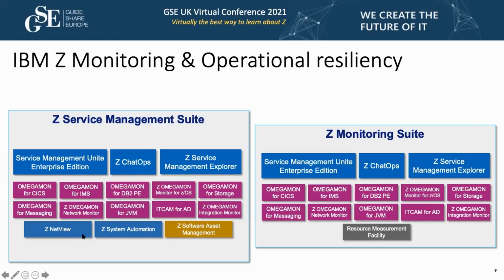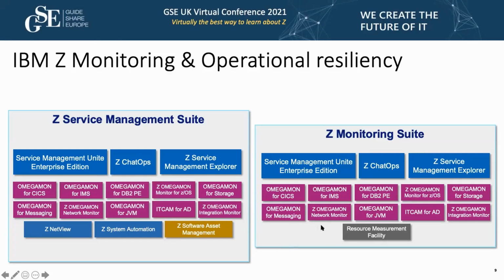And then in the Service Management Suite, we have Z NetView, Z System Automation, and Z Software Asset Management. And that's color-coded a little bit differently, just so you'll know. This is actually a new name for an older product. It used to be known as Tivoli Asset Discovery, or TAD-Z as we would have called it in the past. And so the same components for Service Management Unite, ChatOps, and Service Management Explorer are included with the Z Monitoring Suite. The same OMEGAMON agents are covered in the Z Monitoring Suite.